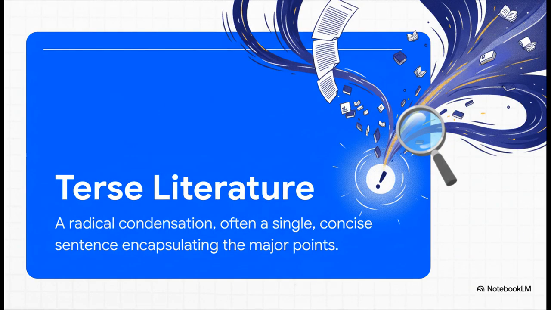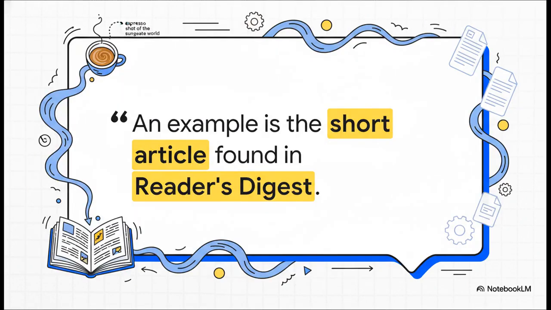So, if you thought a summary was short, get ready for terse literature. This is the most extreme form of surrogate we have. We are talking about taking an entire document and boiling it down to a single, powerful, and often evaluative sentence. To get a feel for this, just think of those super condensed articles you find in publications like Reader's Digest. The whole goal is maximum information in minimum space. It is literally the espresso shot of the surrogate world.